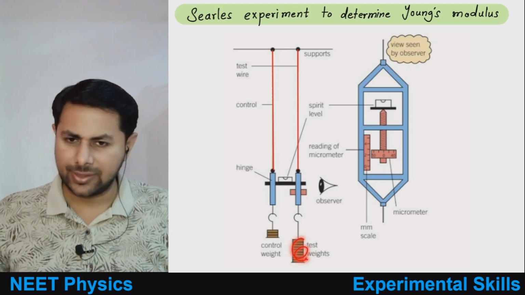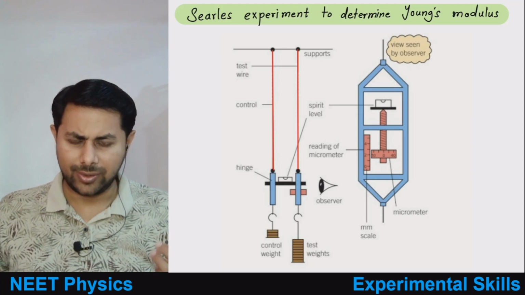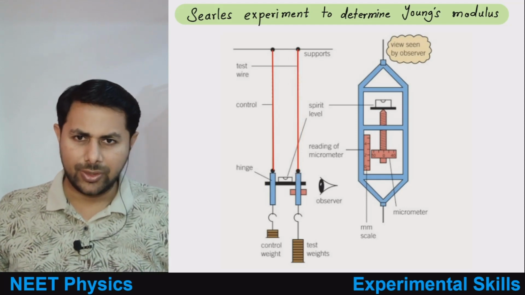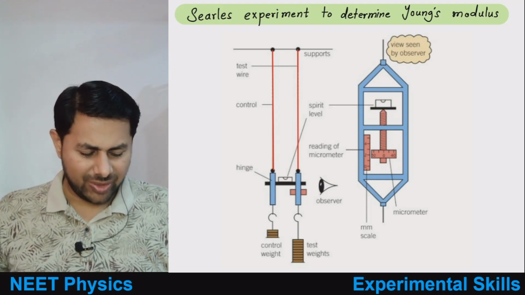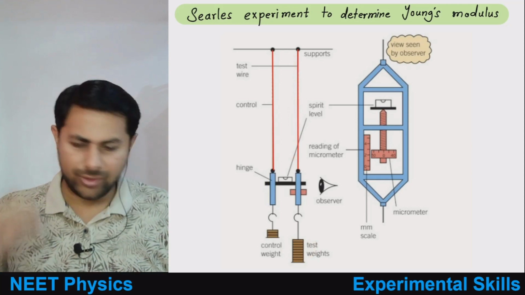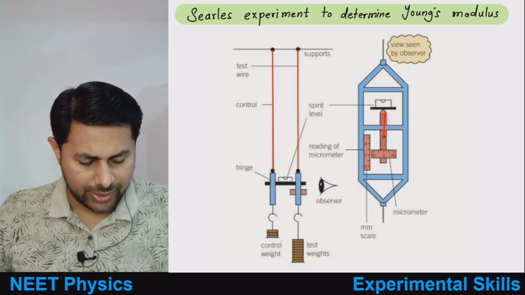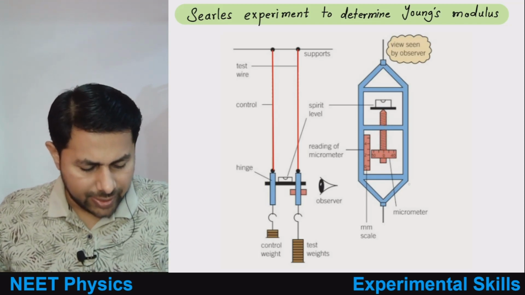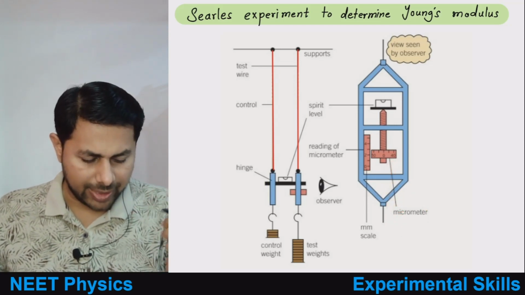So you put the weights there, then what will happen, that experimental wire will move down. The wire whose Young's modulus you want to find out, it will move down. Move down means it will extend, right? This thing is clear. When you put some weights, what will happen to this wire? Its length will increase. So you put the weights and there is this arrangement, there is a screw gauge here, and what you do is you rotate the screw, there is a micrometer here, you rotate the screw of this micrometer.